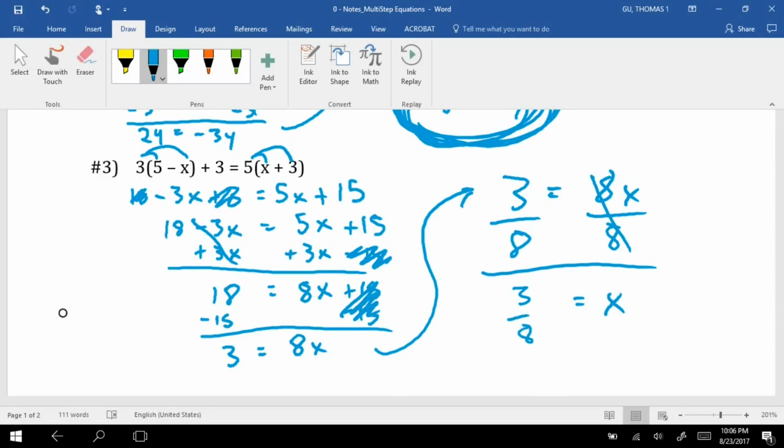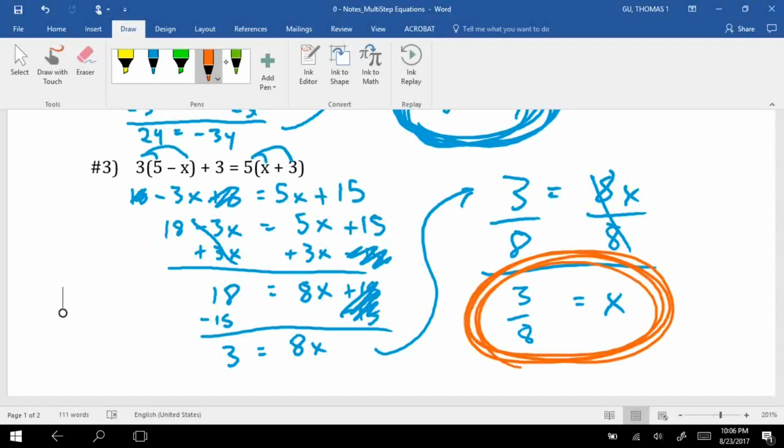And what are we going to do here? That's right, we're going to change to an orange marker and circle it. There you go. All right, guys, that's the end of this note section. That's the end of this video, guys.